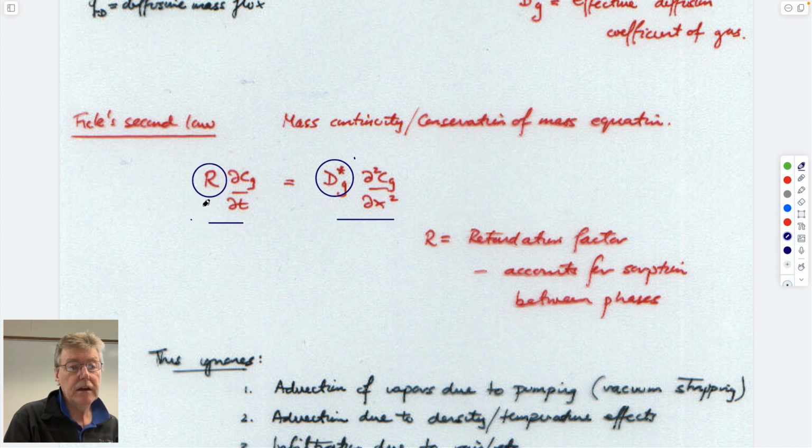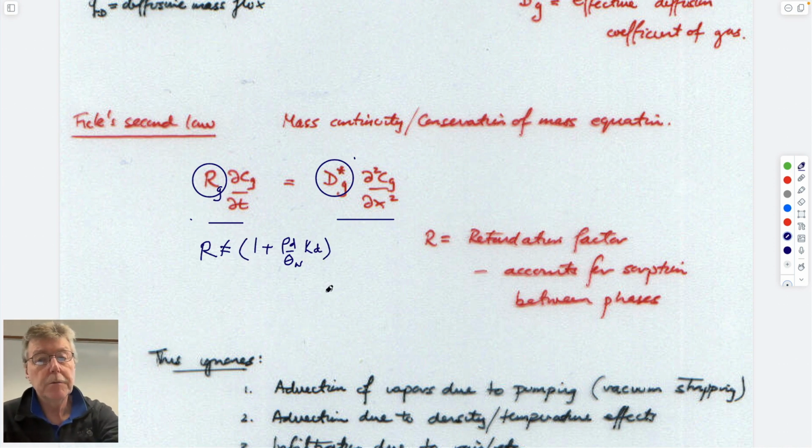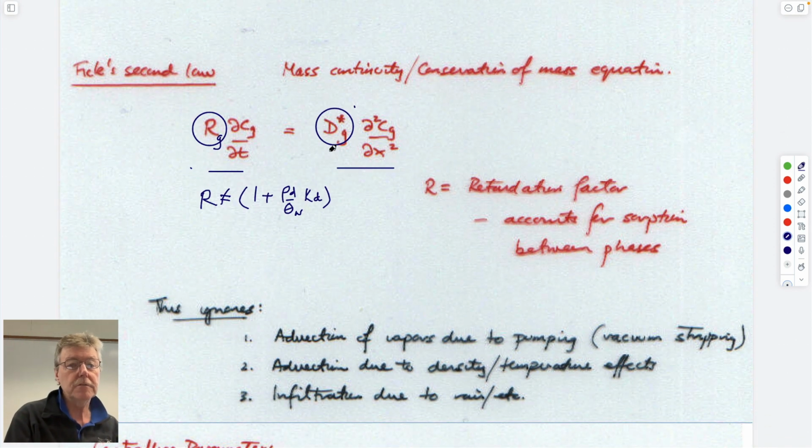and it's not equal to, I guess, this is a gaseous coefficient. It's not equal to 1 plus rho_b over phi times K_d, right? So just be aware, it's not that. It's going to be a gaseous diffusion coefficient. So maybe we should talk about each of these terms. First, the effective diffusion coefficient, because that's what describes what's going on.